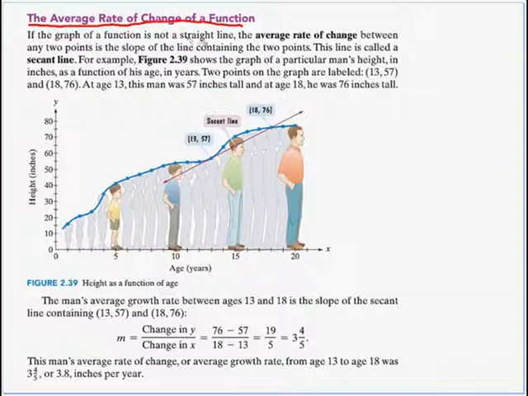If the graph of a function is not a straight line, the average rate of change between 2 points is the slope of the line containing those 2 points. This line is called a secant line. Don't confuse that with secant, the trig function. For example, the figure below shows the graph of a particular man's height in inches as a function of his age in years. 2 points on the graph are labeled at age 13.